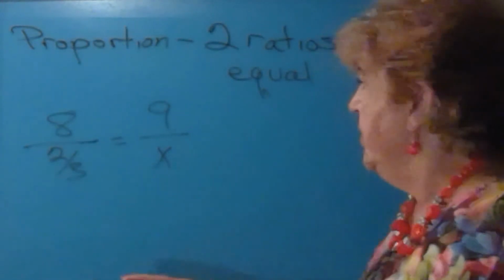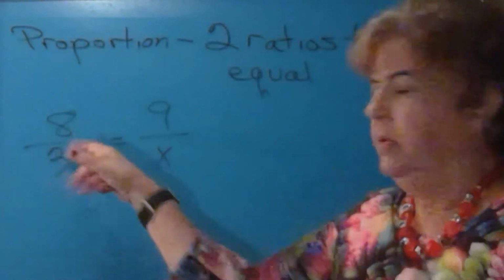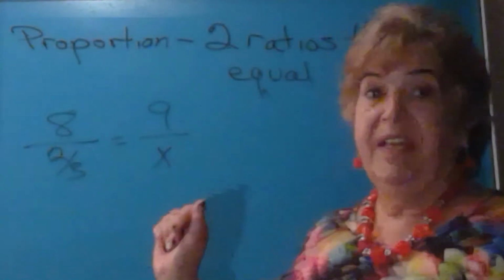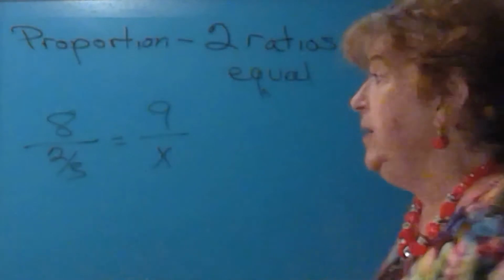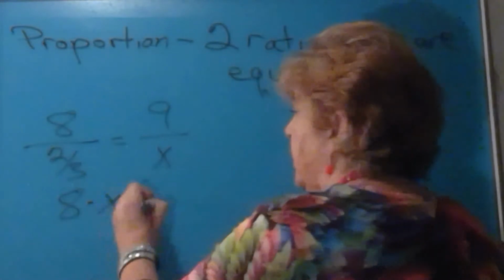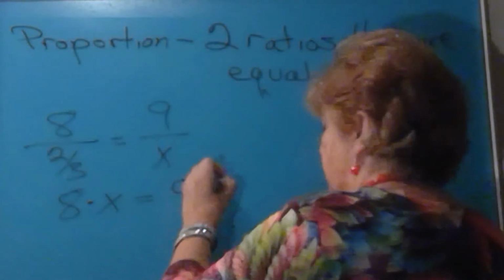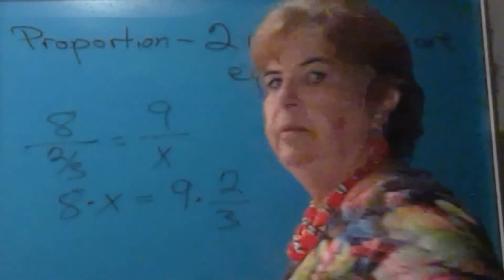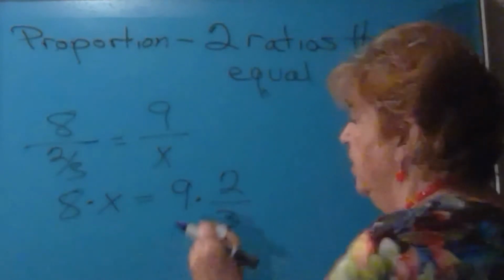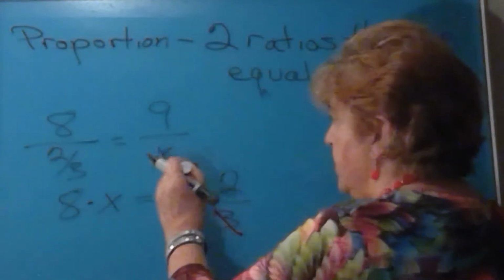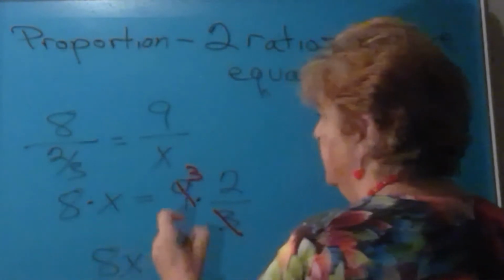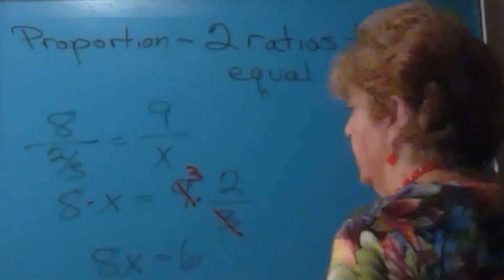Don't go crazy when you see a fraction under a number or a fraction inside a fraction. That's okay. You can work with that. You really can, because we're taking cross products anyway. So I'm going to do 8 times x equals 9 times 2/3. We know 3 goes into 9 3 times. So I now have 8x equals 3 times 2, which is 6.